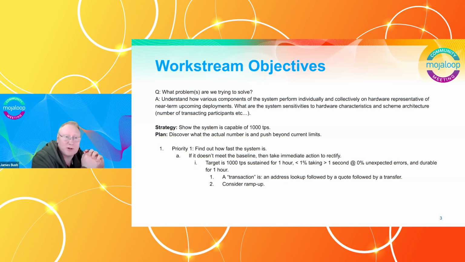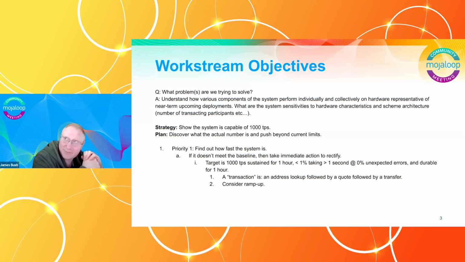Our very first priority was to understand how fast the current version of the Modular Loop platform is. We have a long-standing target of 1,000 transfers per second, being sustained for a period of 1 hour, with less than 1% of those transfers taking more than 1 second, with absolutely zero unexpected errors, and lasting for a period of 1 hour.